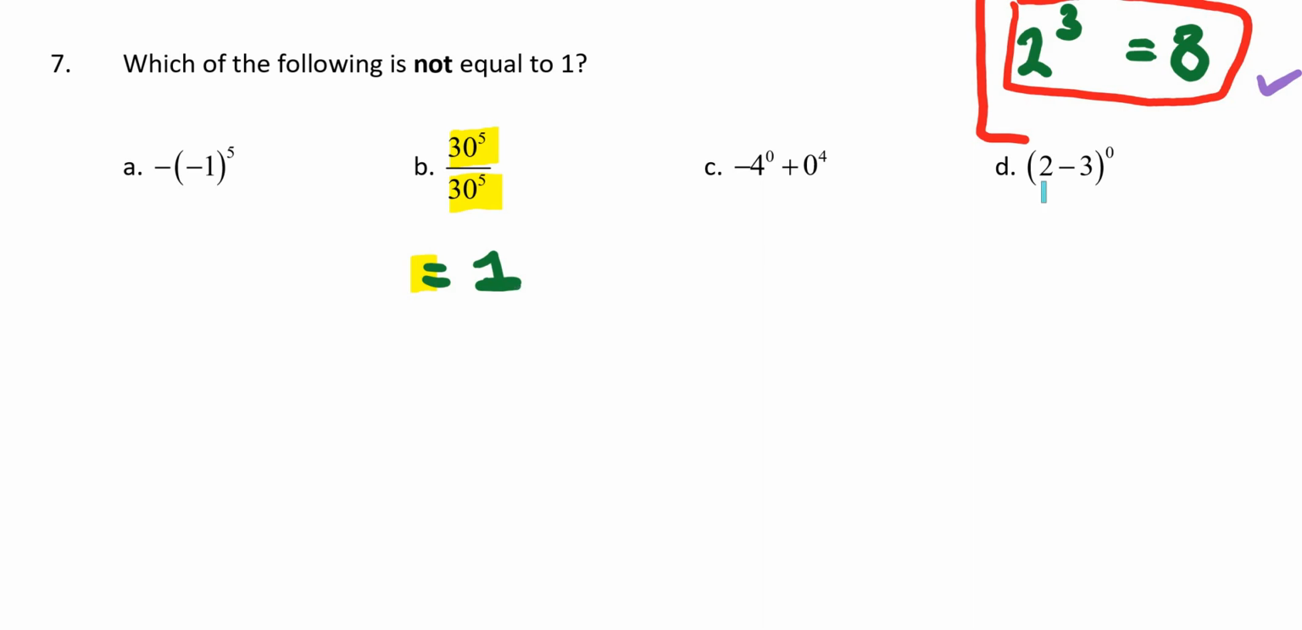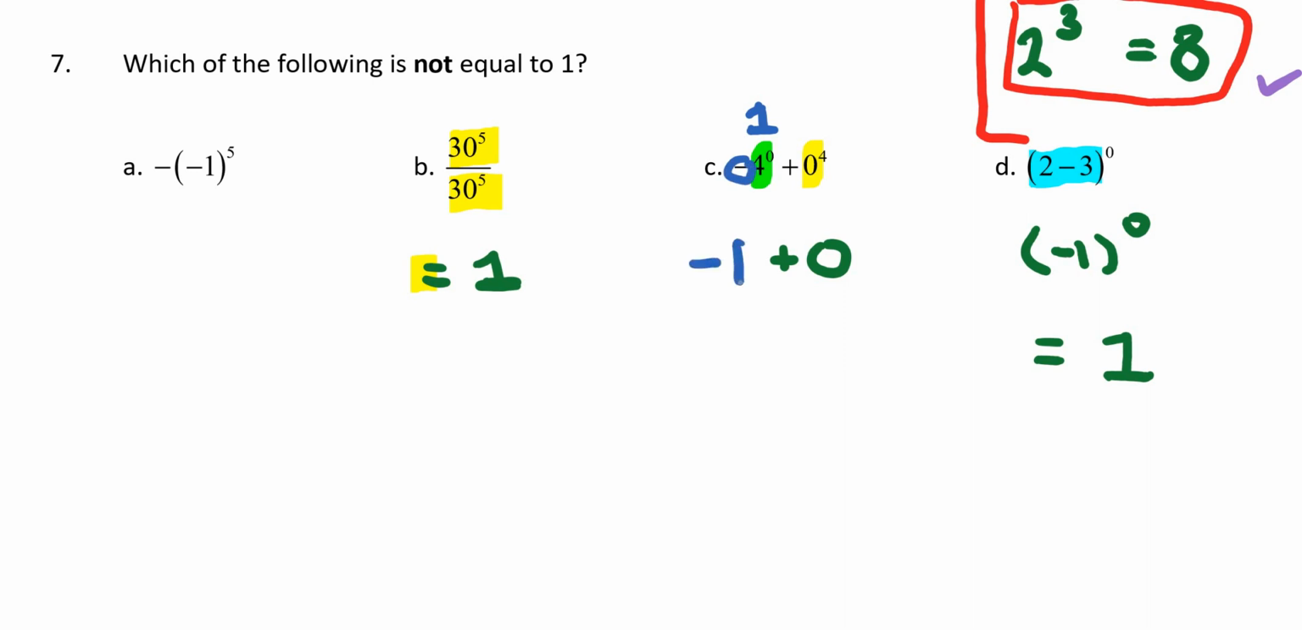Okay, let's take a look at D next. If I have 2 minus 3 in the brackets, well, 2 minus 3 is going to be negative 1 to the power 0, and anything to the power 0 is always going to be 1. So D is also equal to 1. Okay, let's take a look at C here. I know 0 to the power 4 is going to be 0. And I also know that 4 to the power 0 is going to be a 1. Okay, and since we have a minus sign there, this will be negative 1. So negative 1 plus 0 is going to be negative 1. Okay, so from that, C will be the answer.